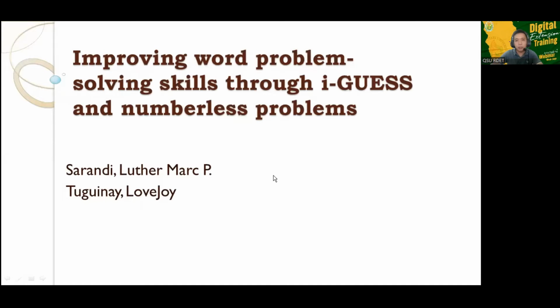So, what we're going to discuss this session is a methodology on how to somehow improve the word problem solving skills among mathematically challenged students. So working with me is Ma'am Lovejoy Tuginay. Thank you for helping in preparing this presentation. So let's start.